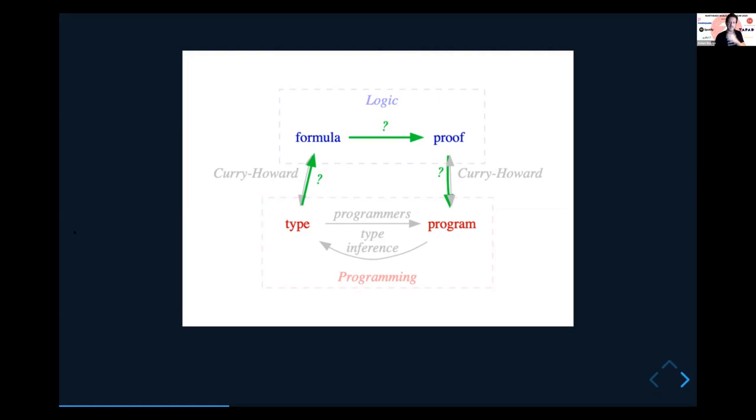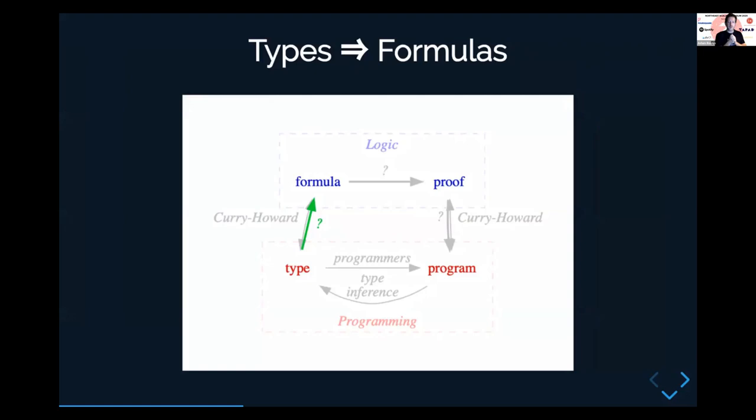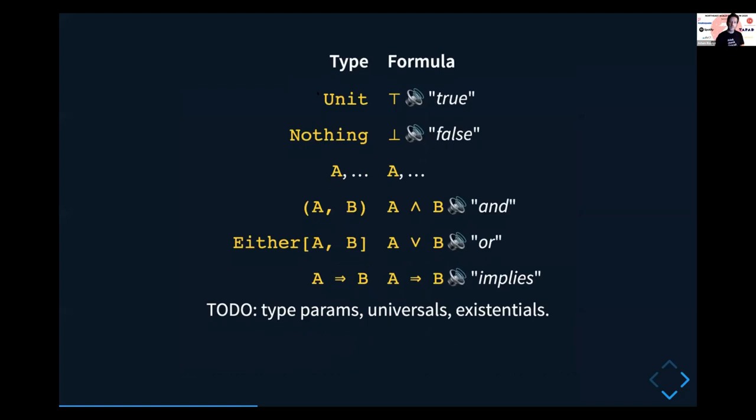So that's that. This is the big plan. This is what we're going to try and do. We're going to go from types to programs. Okay. So here we go. So we're going to start at the beginning. We're going to talk about how to translate types to formulas. So whatever those things are. So here's a little table.